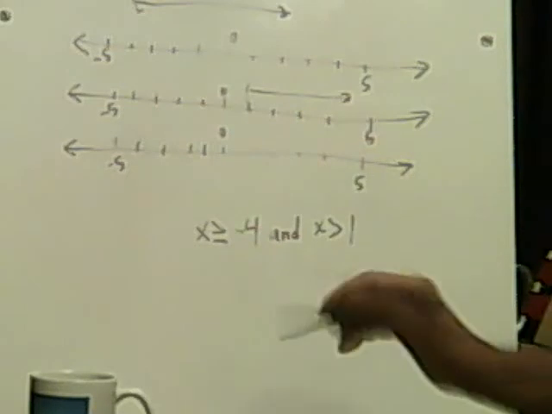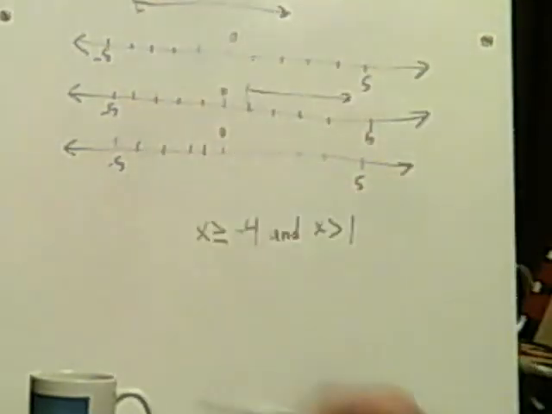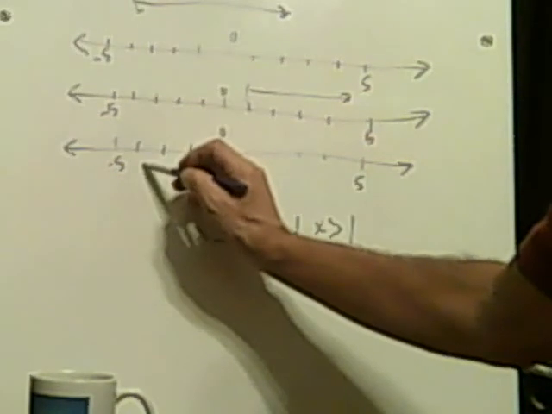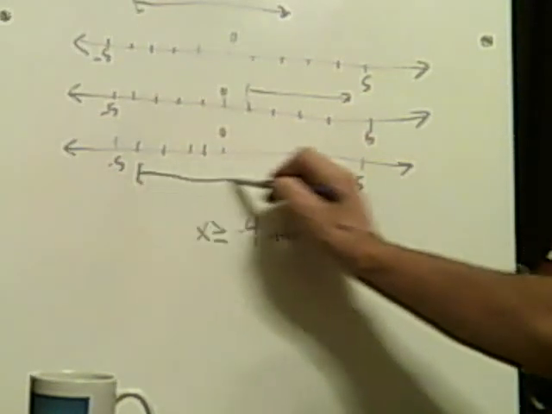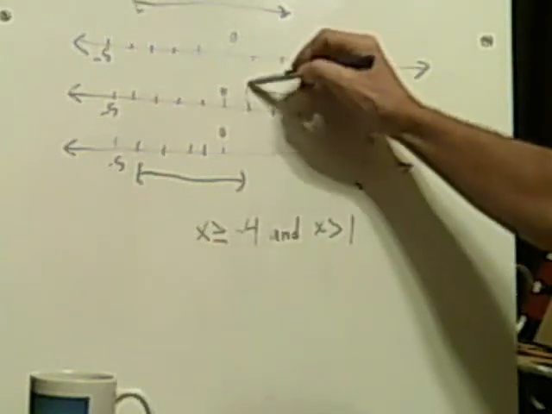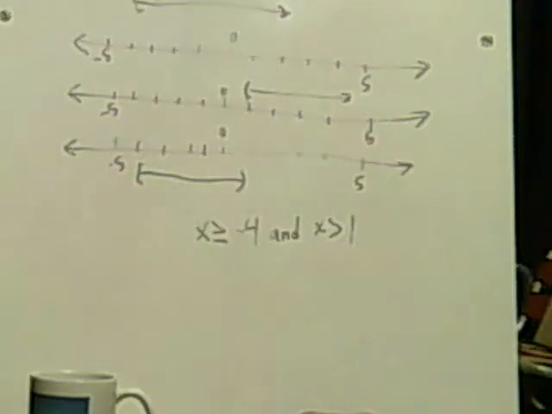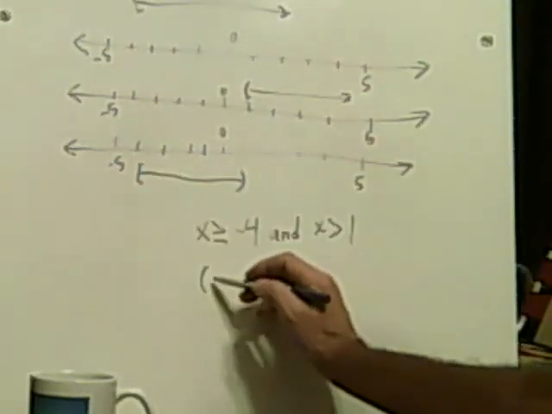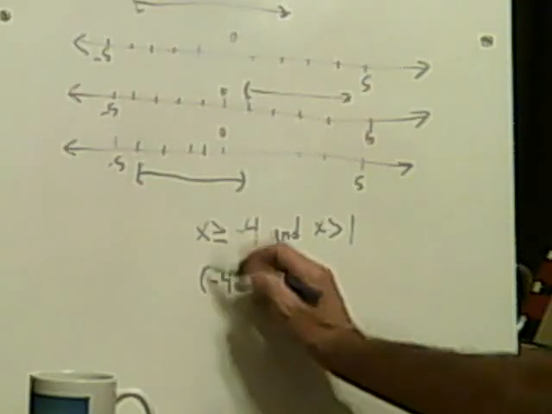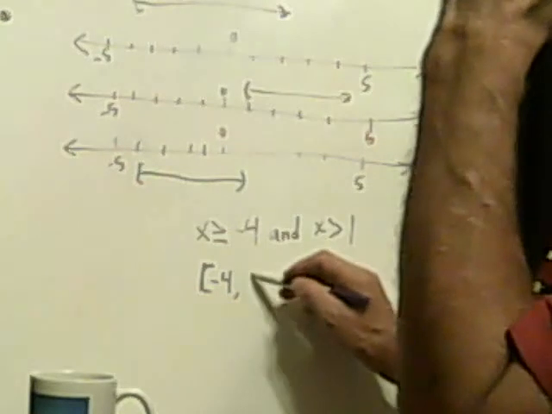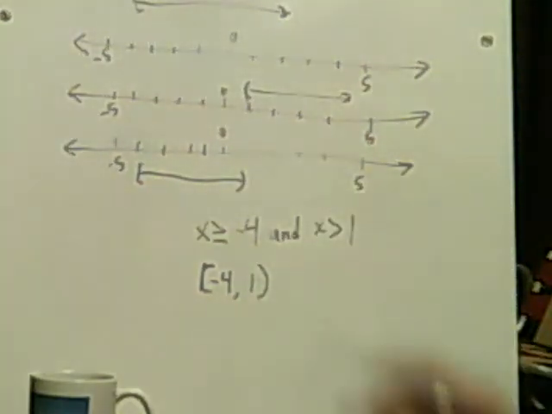Okay, now they want to know what's the intersection of these. Well, it's going to include negative 4, but it's going to come all the way up here, and it can't include positive 1 because positive 1 is not a member of this set. Well, it will include everything up to that. And writing that in interval notation is going to be negative 4 with a square bracket, excuse me. And then the 1 is going to be in the curved bracket. Okay, that's number 18.